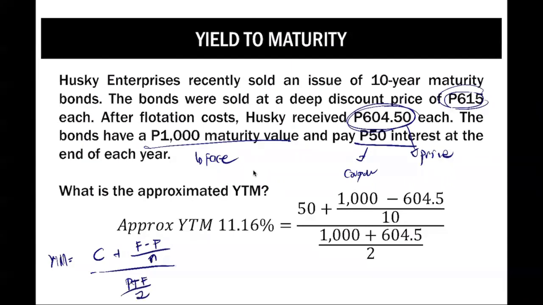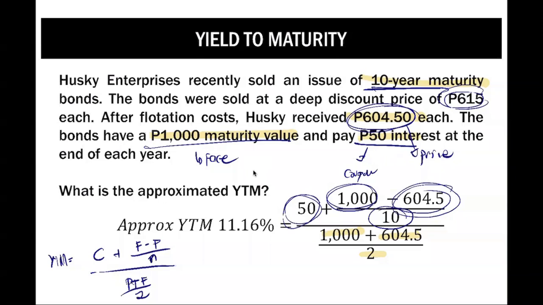Okay, so first, we have already our coupon at 50. And then we have your face, which is 1,000, less the price of 604.5, divided by the period, which is 10-year maturity. So period is 10 years. Price is 604.5. Face is 1,000 and 50 is the coupon. Divided by face plus price divided by 2. So the face is 1,000. The price is 604.5, divided by 2. Again, 2 here will be fixed. Therefore, what is our approximated YTM? It is 11.16%. Again, please do not forget the formula, coupon plus face less price divided by n, all over face plus price divided by 2.